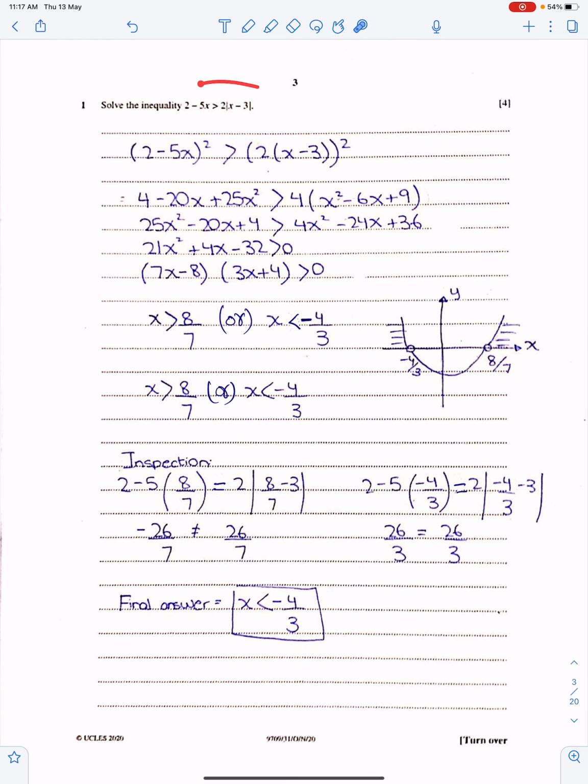Question number 1, solve this inequality. In order to solve this inequality, we need to remove modulus, and for that we need to square on both sides. So by squaring on both sides, we have removed the modulus. And make sure you give this power 2 to both the terms, to this expansion and this term, this coefficient.